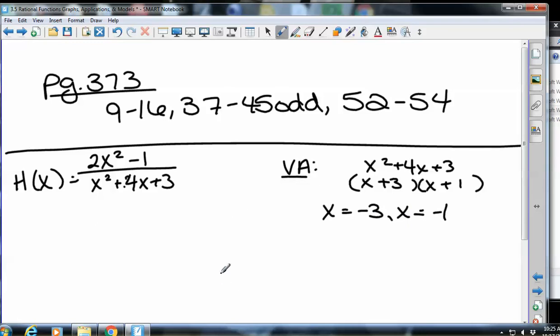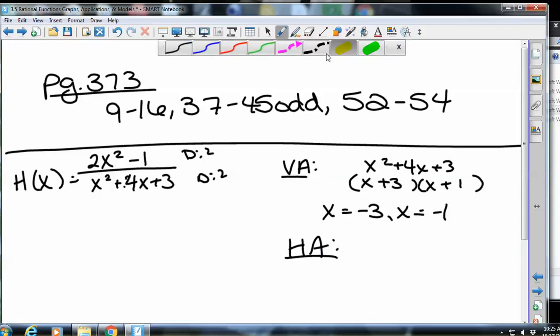And then you have either horizontal or oblique. So if I look, the degree on top is 2 and the bottom is 2, so what does that tell us? Horizontal. If they have the same degree, you divide leading coefficients. So it would be 2 over 1.